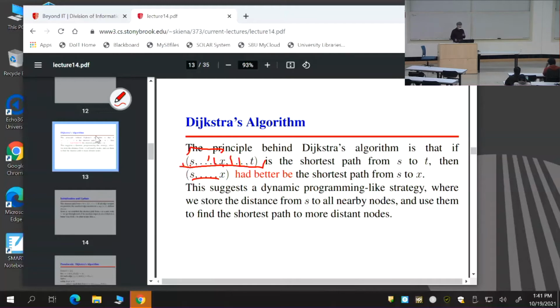And therefore, that suggests the following kind of an idea. We're going to want to start from S, and we're going to want to build up our tree consisting of the shortest vertices to which we know absolutely the shortest path from S. And if we're standing at S, what is the shortest path to get from S to S in any graph? With positive edge weights.